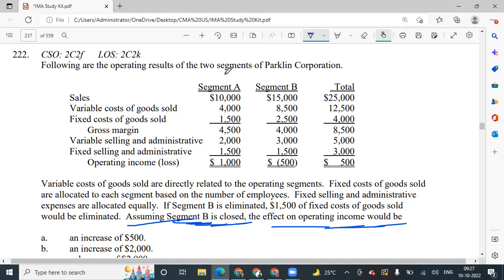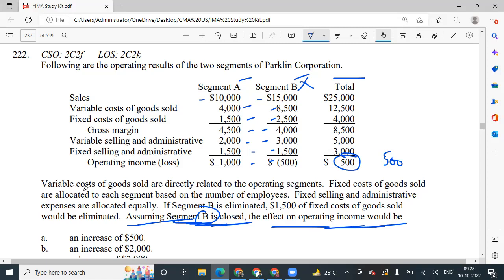Following are the operating results of two segments, A and B, and here's the total. Sales is 10,000 and 15,000. Segment B is going to be closed. Then variable cost, fixed cost of goods sold, gross margin, variable selling, fixed selling and administrative, and operating income. Right now, they are having an operating income of 500.